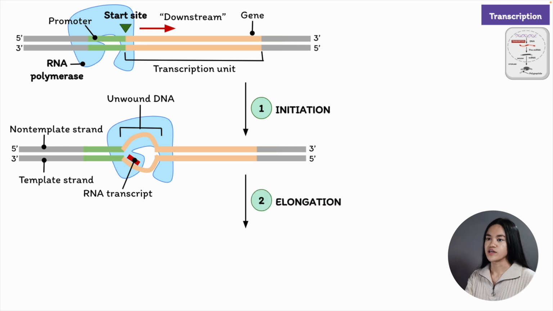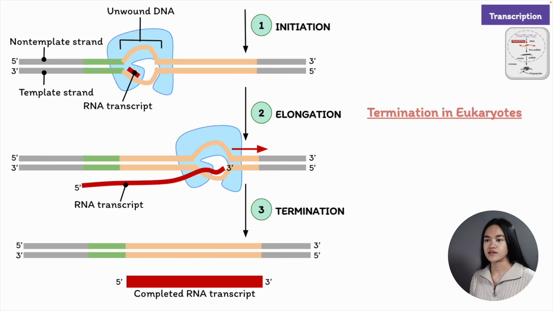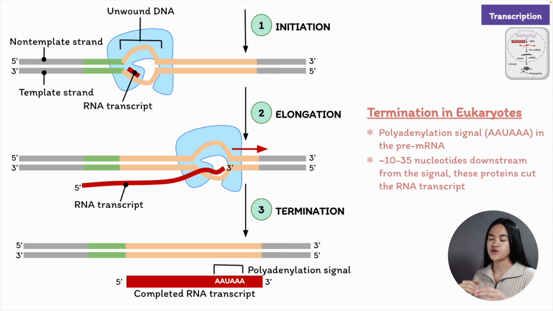The next stage is elongation. RNA polymerase will move along the DNA, adding nucleotides to the 3' end of the growing molecule. Then the last stage is termination. In eukaryotes, RNA polymerase transcribes a sequence called the polyadenylation signal sequence, which specifies a polyadenylation signal in the pre-mRNA. Okay, these 6 RNA nucleotides. And once these 6 RNA nucleotides appear, they're bound by certain proteins in the nucleus. And then about 10 to 35 nucleotides downstream from the signal, these proteins cut the RNA transcript free from the polymerase enzyme, and we release the pre-mRNA.